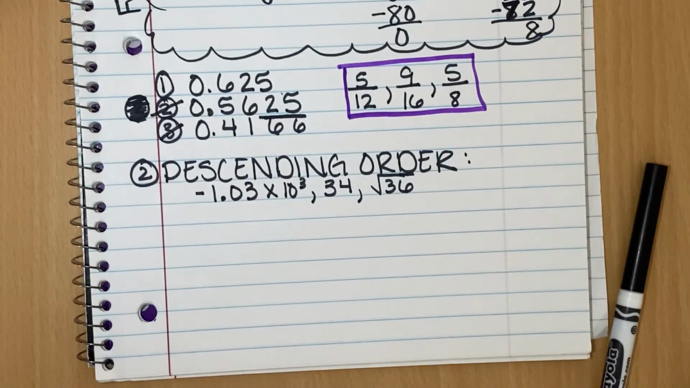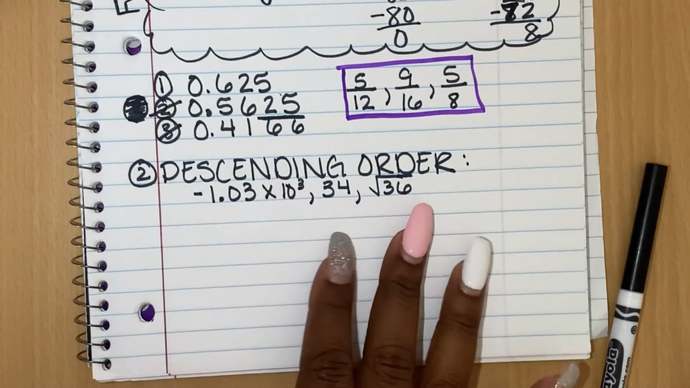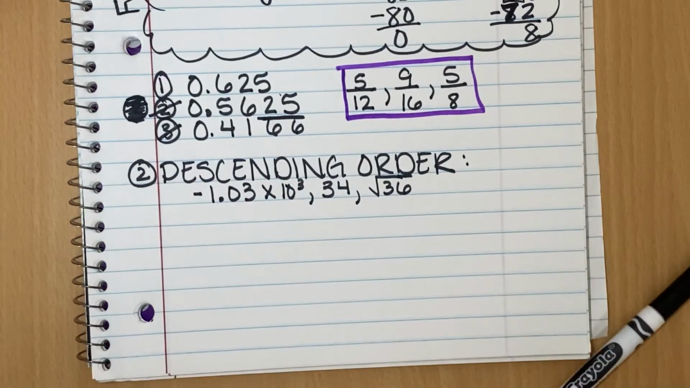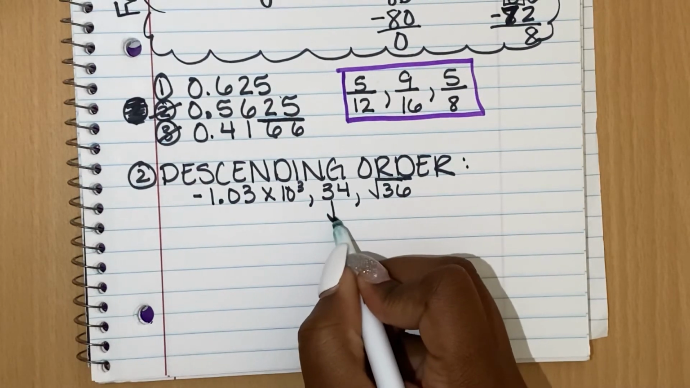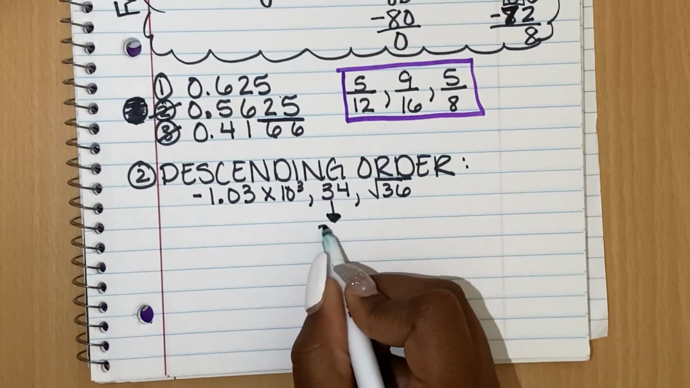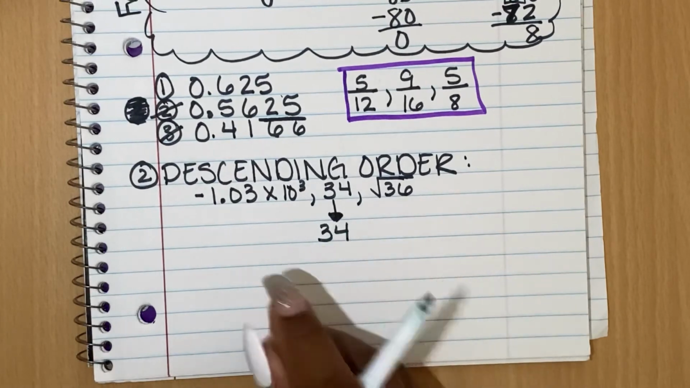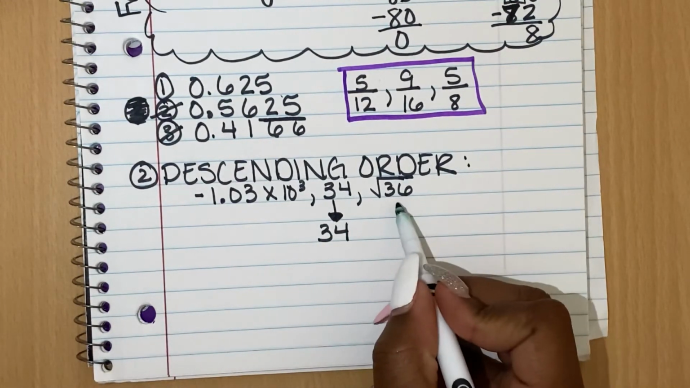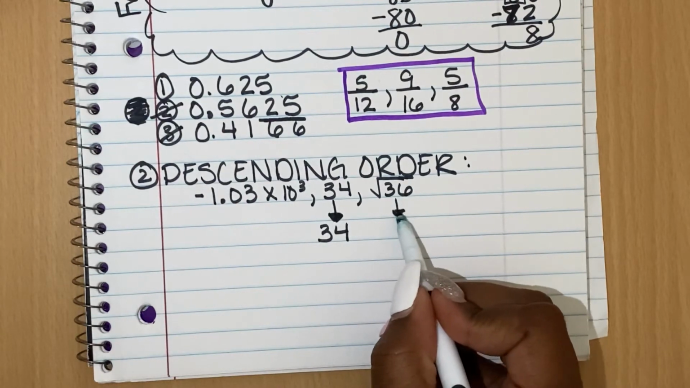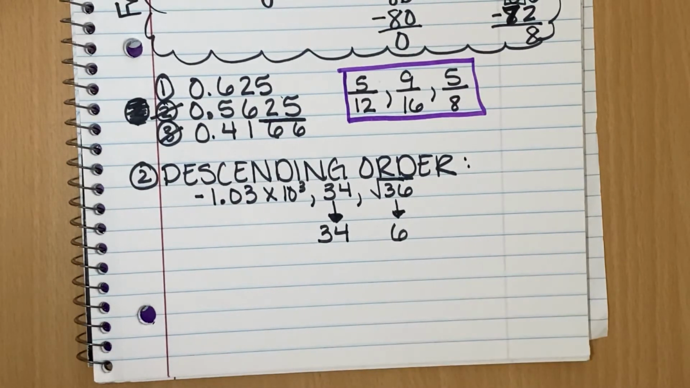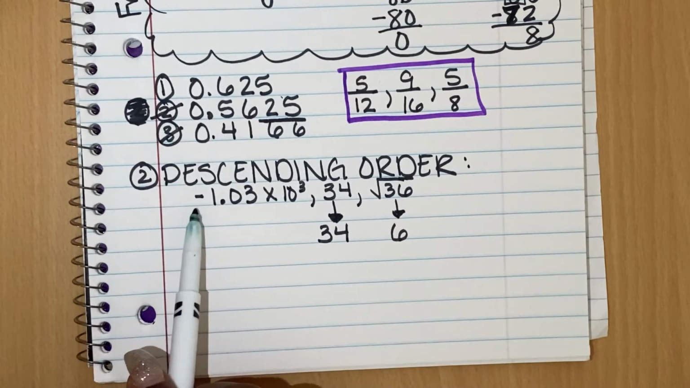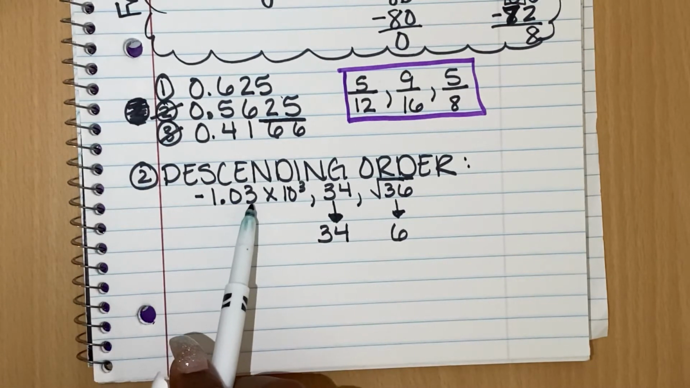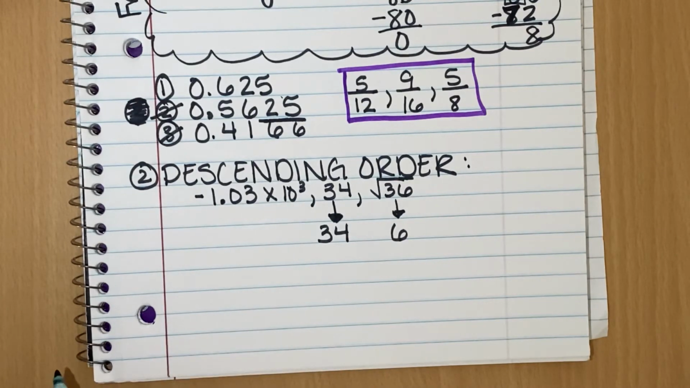Now, with this problem, we still need to change these numbers into decimal form. That is step 1. 34 is a whole number, so it's technically already in decimal form. We have nothing to do with that number. The square root of 36 is 6. We're done transforming that number. What we need to worry about is this negative 1.03 times 10 to the third power.